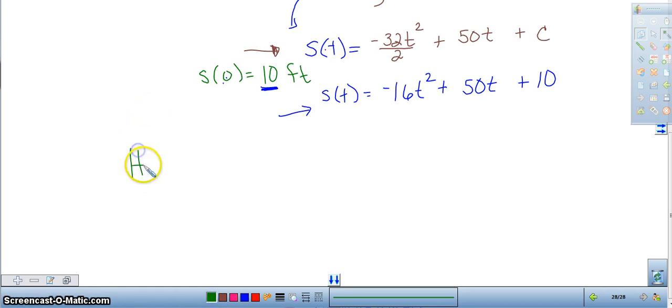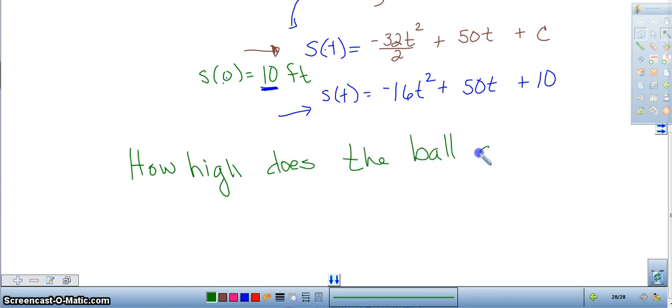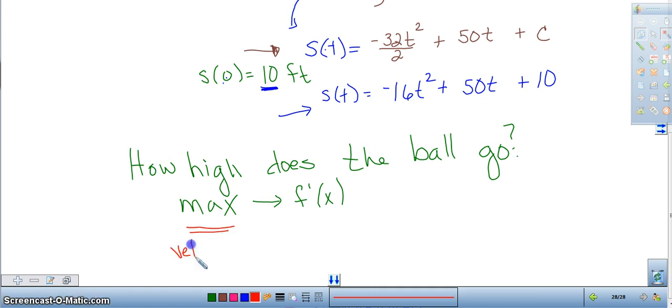How high does the ball go? That's my question. Well, that happens at a max. And in calculus, to find a max, we use what I would call the first derivative, right? So maxes happen at the first derivative. Or better yet, a max happens when the velocity is 0, right? Because it goes up, then it goes down, and right at this point, the velocity is 0.